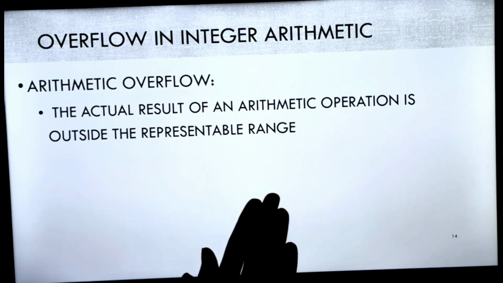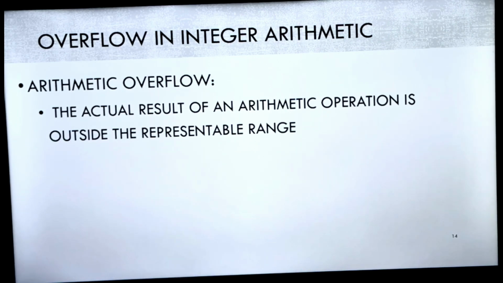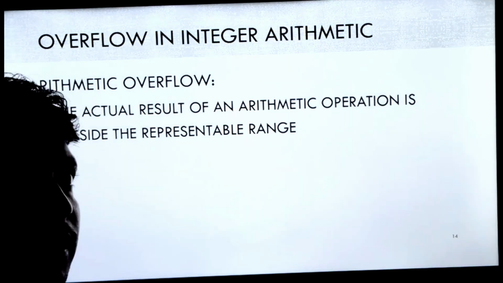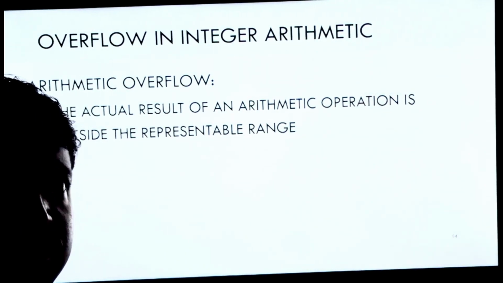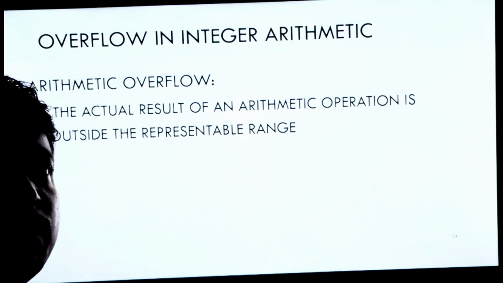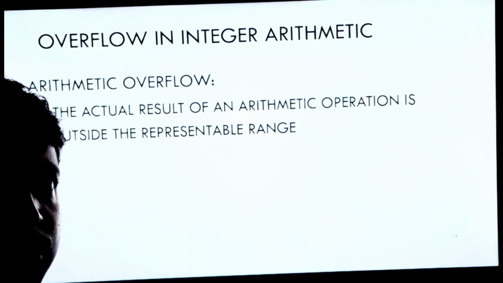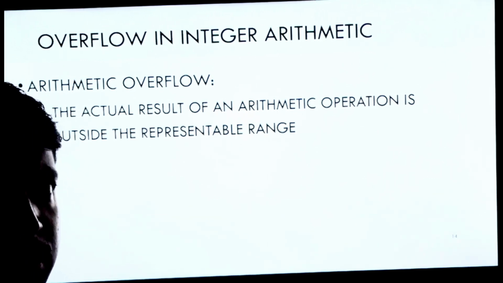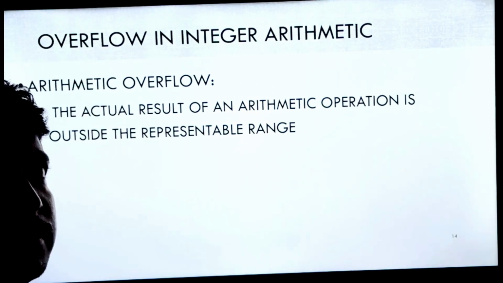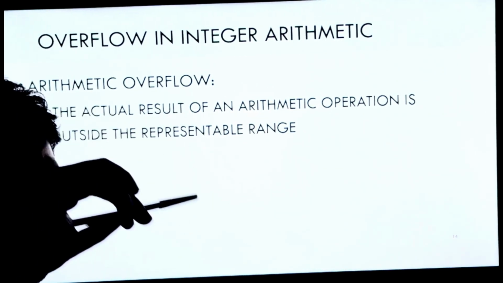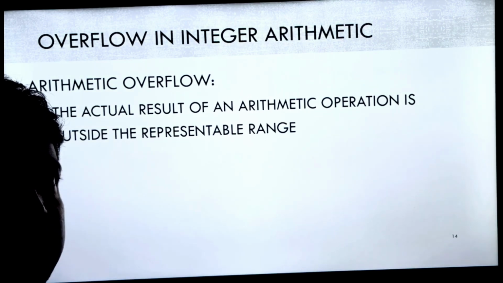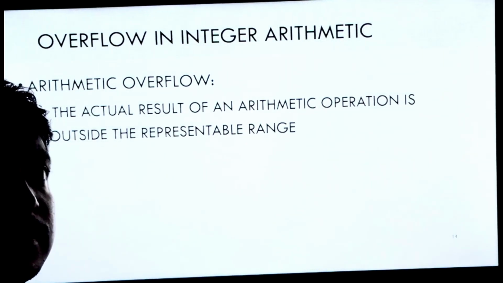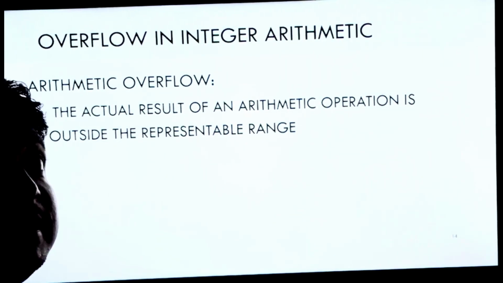So that carry out bit you cannot ignore, and this situation is overflow when the final result is out of the range. Did you understand that? Suppose I asked you to add, forget about sign numbers, 8 plus 9. To represent 8, how many bits will you take? Obviously 4 bits. To represent 9, how many bits? 4 bits. Now if you add these two numbers, what is the final result? 8 plus 9 is 17. Now the question is, can you represent 17 in 4 bits?